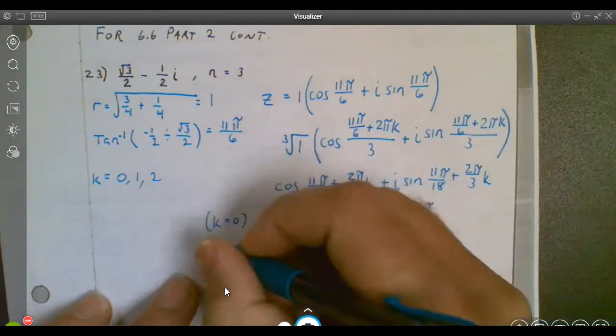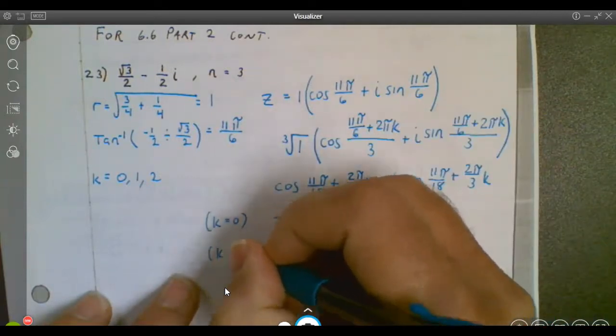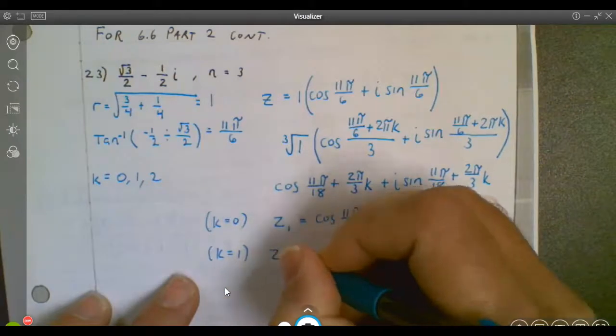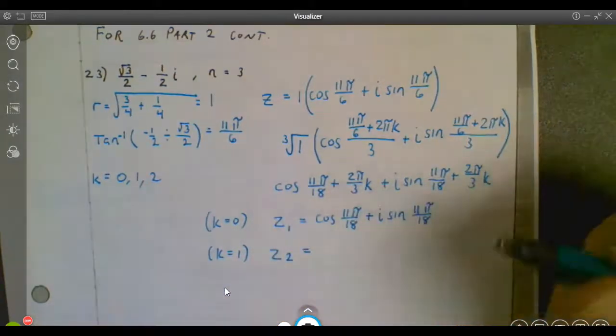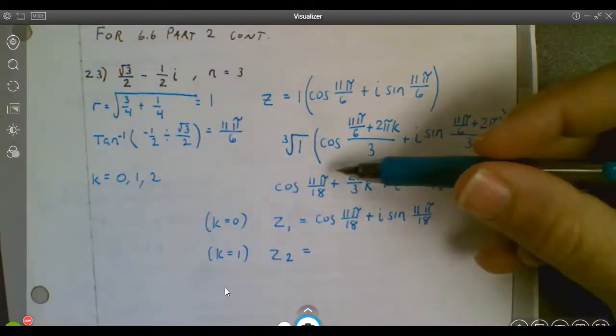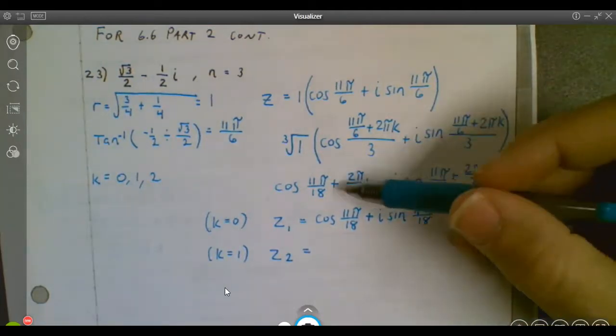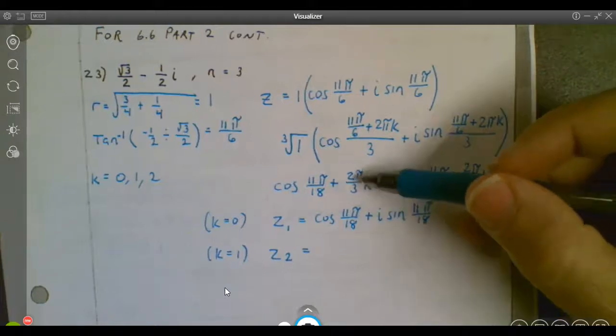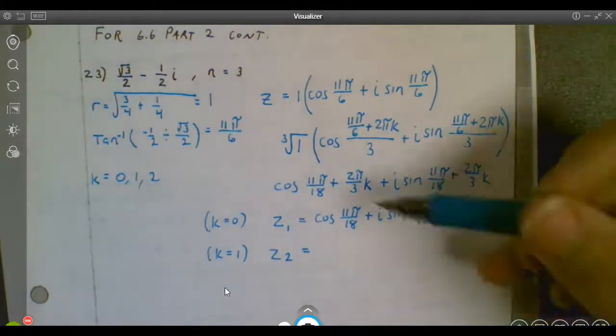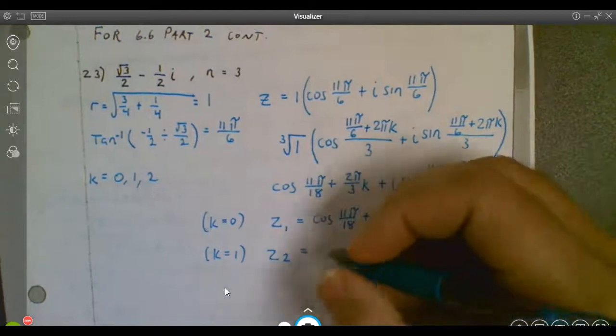So if I said k equals 1, then I'm going to get my second root. So now I'm going to plug in a 1 for k. So now I'm going to do 11/18 plus 2/3. So let's see, if we did some common denominators, times 6, so 12 over 18. So 23 over 18.